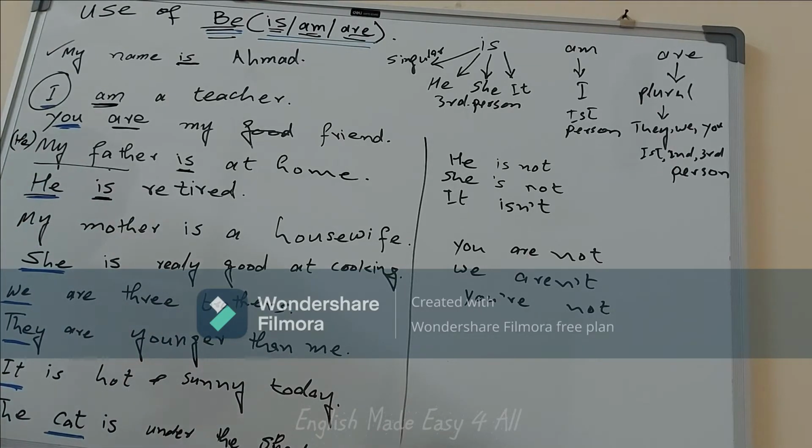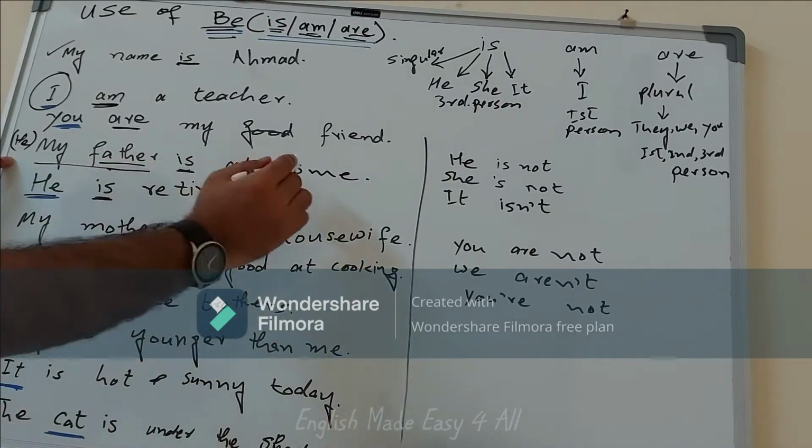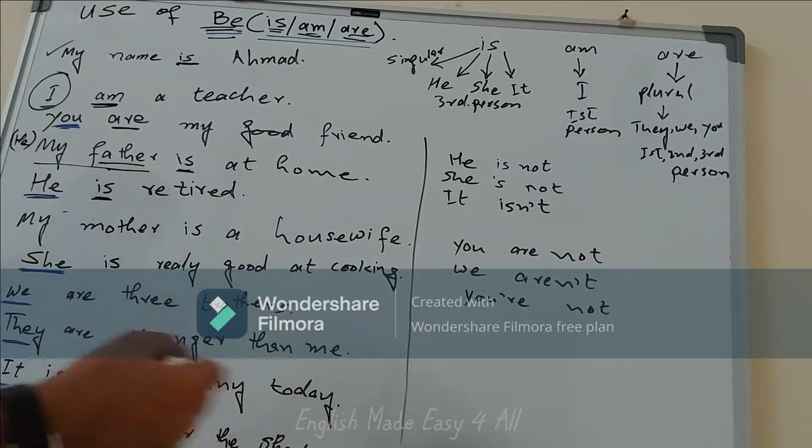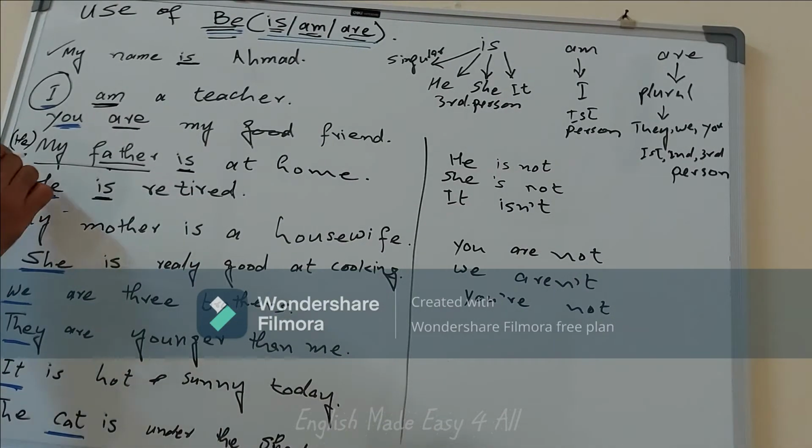So sometimes some of the people are confused that if it's my, so my is also a form of I, but actually it's not my, it is actually my father. So I'm not talking about myself, but I'm talking about my father. So my father is the third person, he. So he is at home, he is retired. So he is the third person. Third person I'll explain later. For now, whether it is my book, my father, my mother, my home, they are third person.